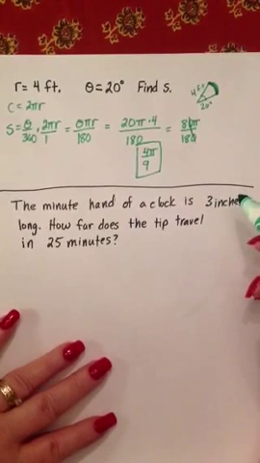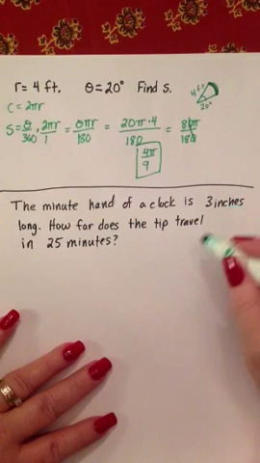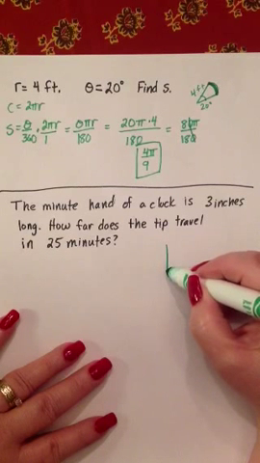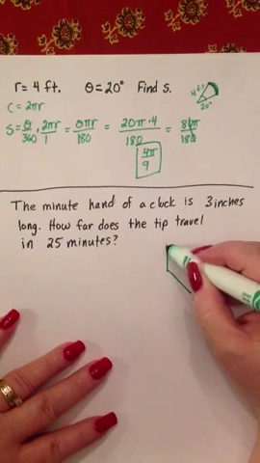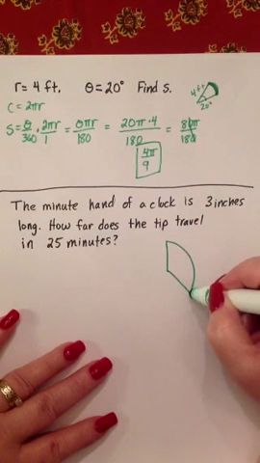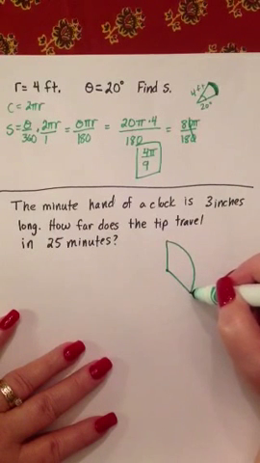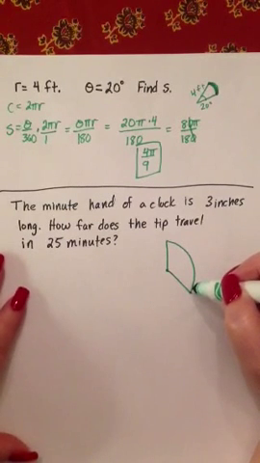The minute hand of a clock is 3 inches long. How far does a tip travel in 25 minutes? So let's think about a clock. Starts here, 25 minutes is like down here. And so they're kind of talking about how far does a tip travel. So there was like 25 minutes. That doesn't really look quite like 25. It looks like 20, not 25, but you get the idea.